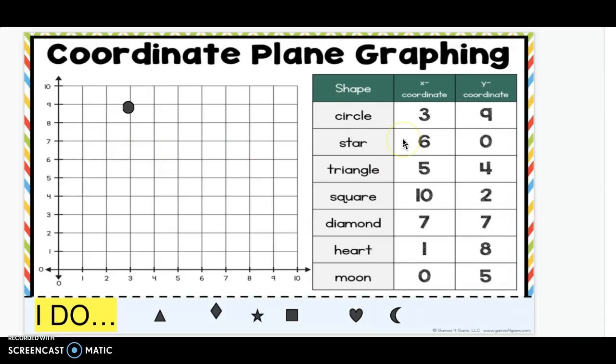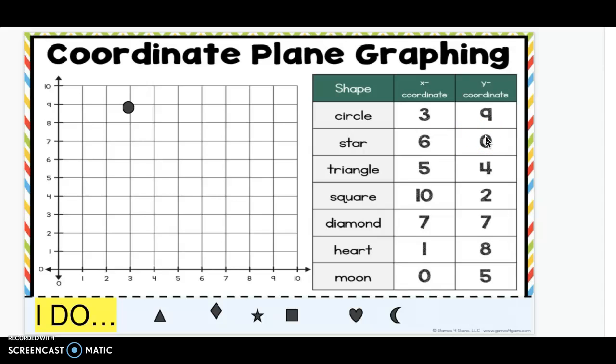Let's do another one. I'm going to show you. So just pay attention. Watch me. Watch how my brain thinks. Here we go. The star. So I see it's a star. I see it's a 6, 0.